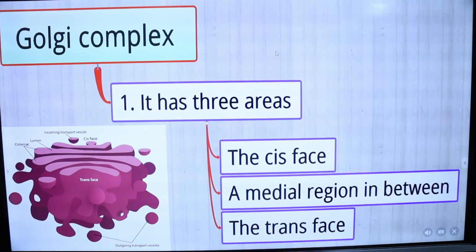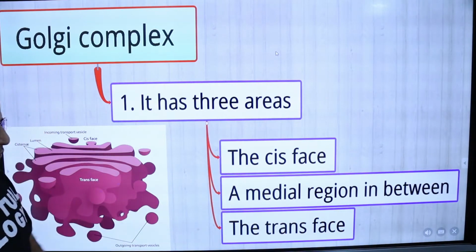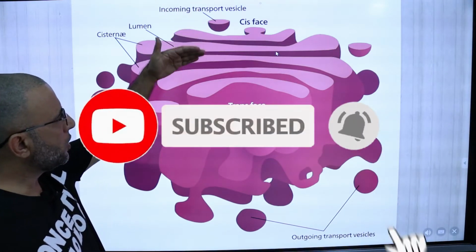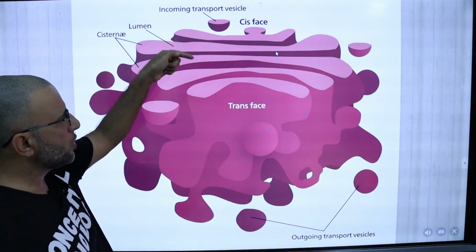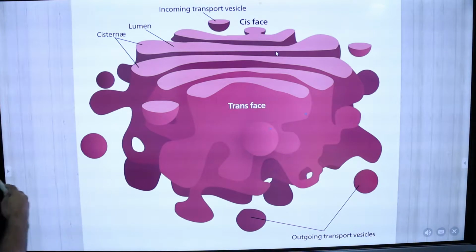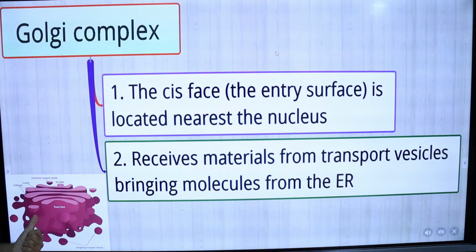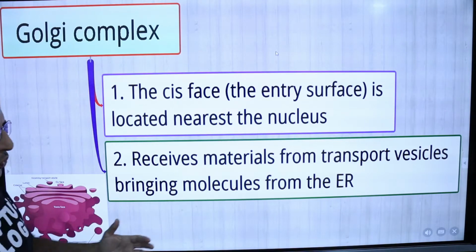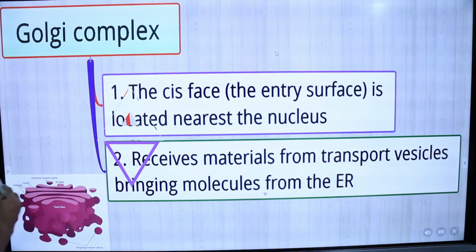Golgi complex has three areas, that is cis phase, medial region and trans phase. Cis phase is facing the nucleus, and trans phase is facing the cell membrane, and medial region is present between the cis phase and trans phase. Cis phase is the entry surface that is located nearest the nucleus, and it receives material from transport vesicles which are budded off from endoplasmic reticulum, and these transport vesicles contain proteins.